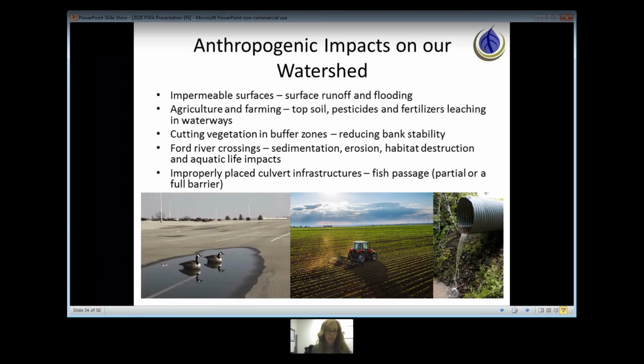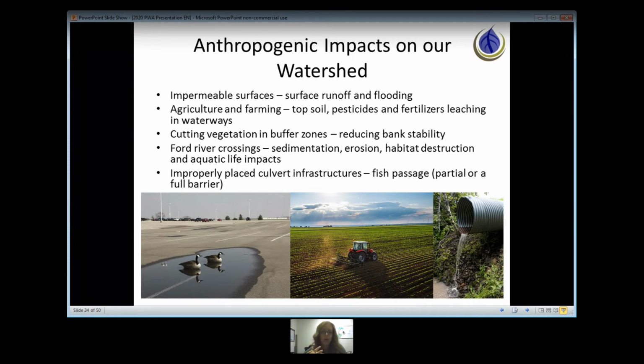Other ones that I can list for you, so impermeable surfaces, especially in urban areas. We have a lot of parking lots, a lot of roads that don't let water penetrate through our soils and replenish our groundwater. So in a lot of these big rain events, the water actually just runs off these surfaces and creates floods often. Or also carries a lot of pollutants and leaches them through our waterways.